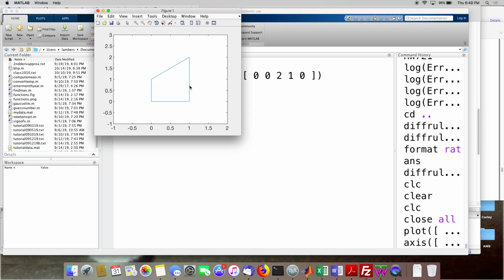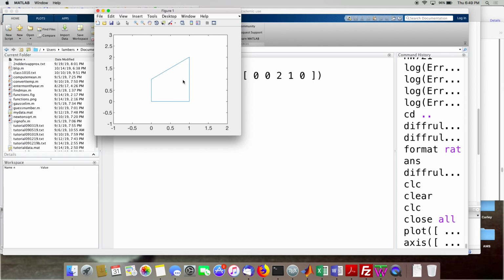Okay, so now you can see the trapezoid. What I've done here is I've graphed the function y equals x plus 1 from x equals 0 to x equals 1. So at x equals 0 we get 1, and at x equals 1 we have 2. So really the integral is just the area of this trapezoid.